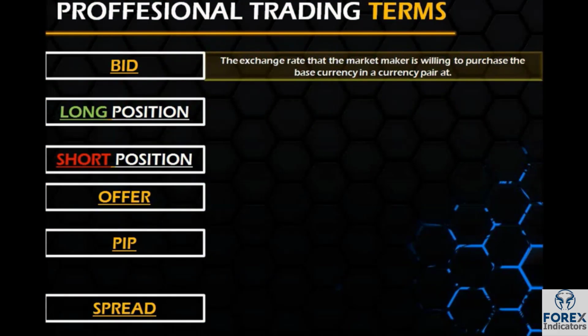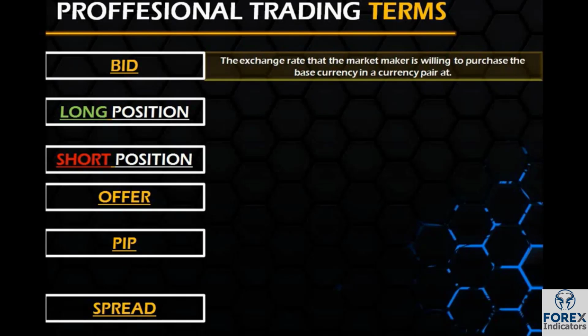Another term that you might encounter is bid. The term bid is basically the exchange rate that the market maker is willing to purchase the base currency in a currency pair. So basically what we're saying is that you are going to make a bid to either buy or sell, and this is the market price that the broker is going to offer you that currency pair at.